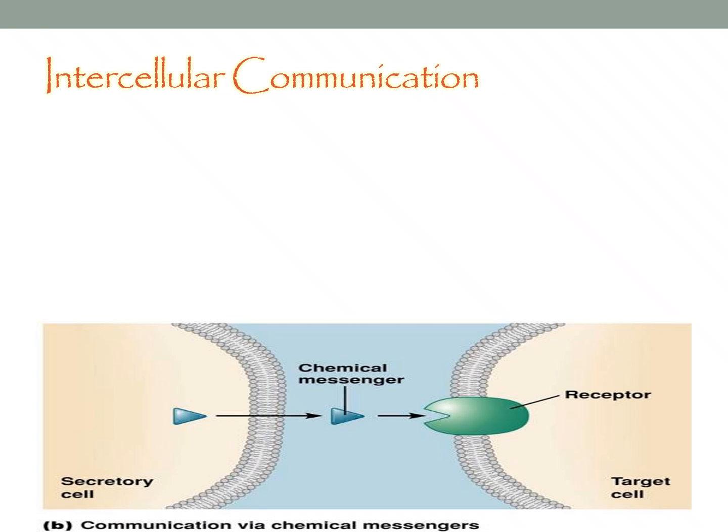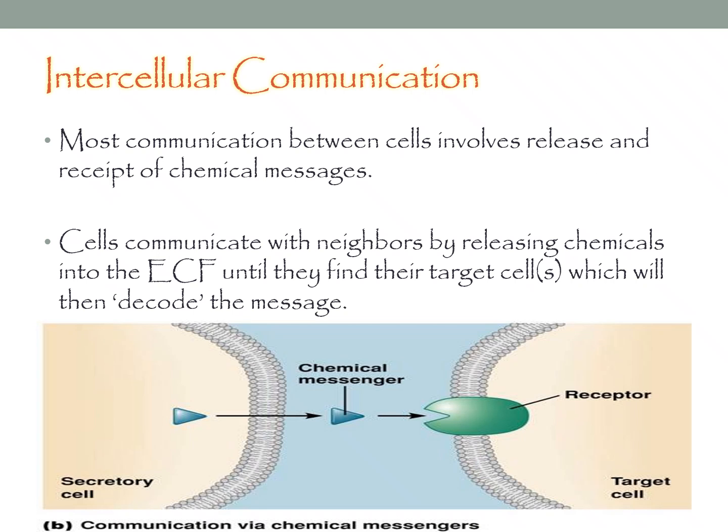Let's take a look at how cells communicate. So we have a gland that's going to secrete a hormone into the bloodstream. That hormone is considered the messenger. It's going to float around until it finds its receptor site. Once it finds its receptor site, it's going to bind and tell that receptor to decode the message that it has.